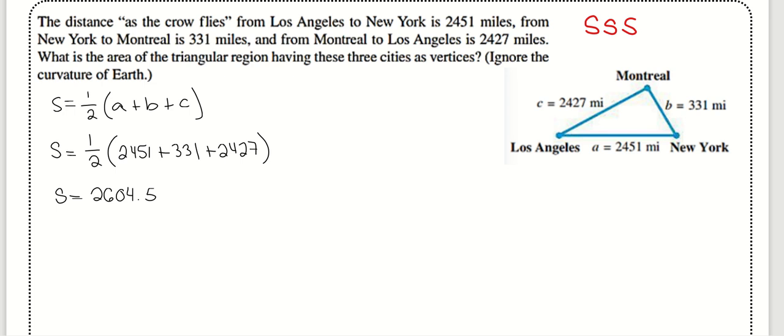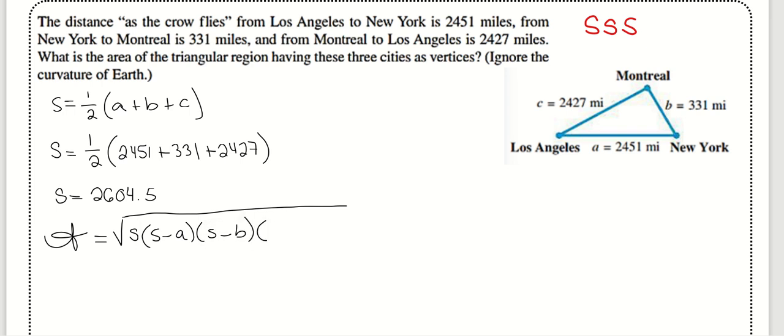So now we can use our area formula. So our area formula is equal to the square root of S times S minus the length of A times S minus the length of B times S minus the length of C. So we can plug our values in now.